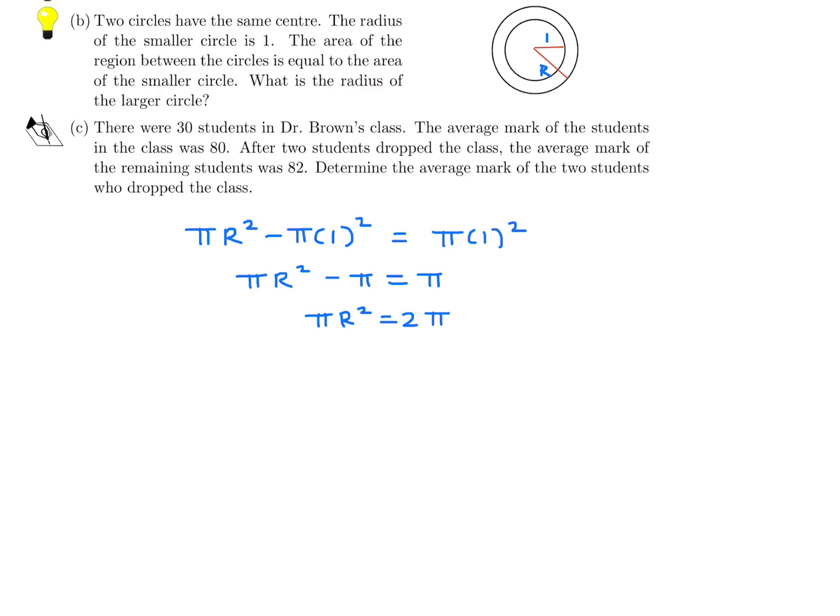Divide both sides by pi, and therefore we get R squared is equal to 2. Take the square root. R would be root 2. That is the radius of the larger circle.